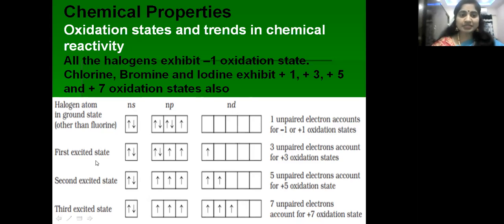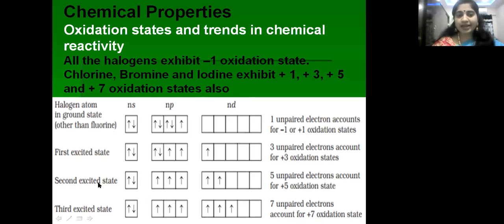Now coming to the first excited state. In the first excited state, we can send one electron from p orbital into d orbital. This is possible only in the case of chlorine, bromine and iodine. It is not possible in the case of fluorine, because fluorine does not have d orbital, right children? Okay, so in the first excited state, one electron we have sent into the d orbital. Now how many unpaired electrons are there? Three unpaired electrons. So three unpaired electrons means +3 oxidation state.